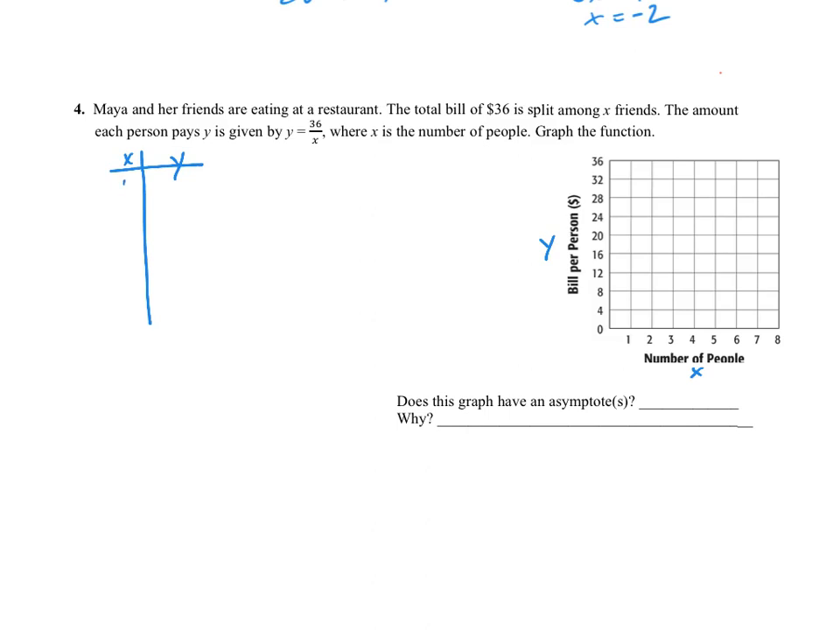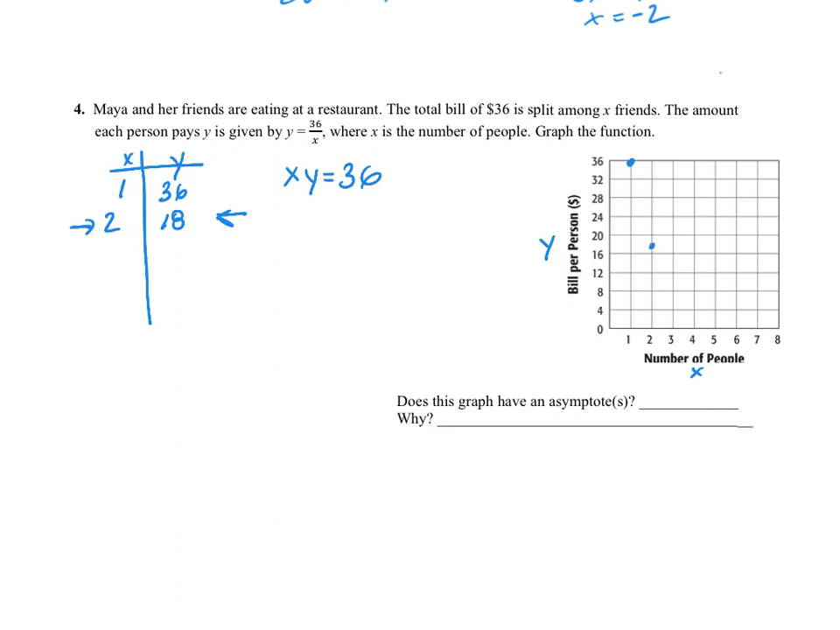So if Maya is going by herself to the restaurant, Maya is going to pay 36 bucks. If Maya goes with one friend, so there are two people sitting at the table, I need these to equal 36, right? Because as the number of people goes up, the bill per person is going to go down. The bill costs $36, and it doesn't matter how many people go. So this is really an inverse relation, right? So 2 goes in and 18 comes out.